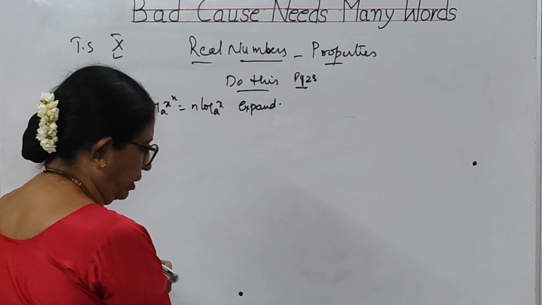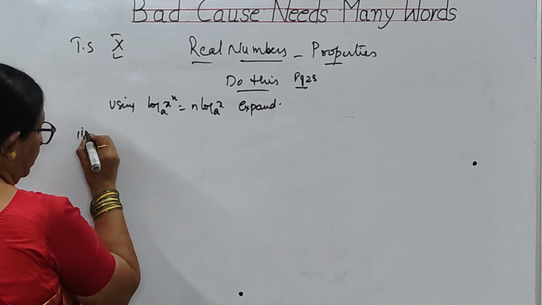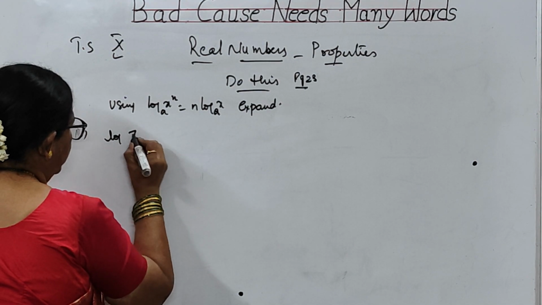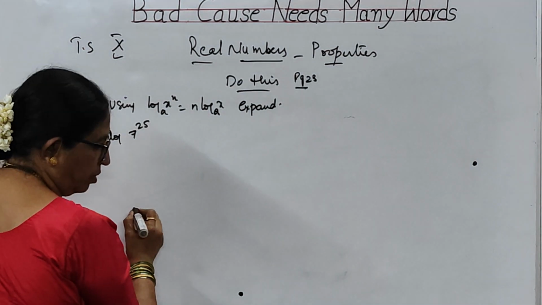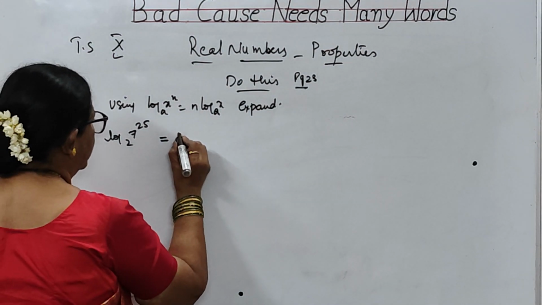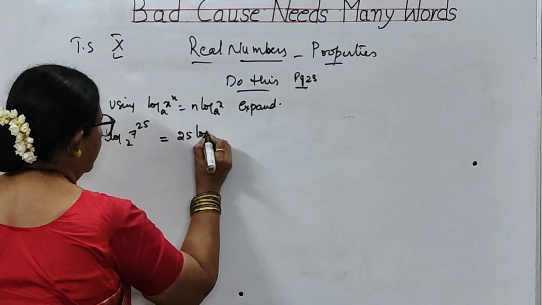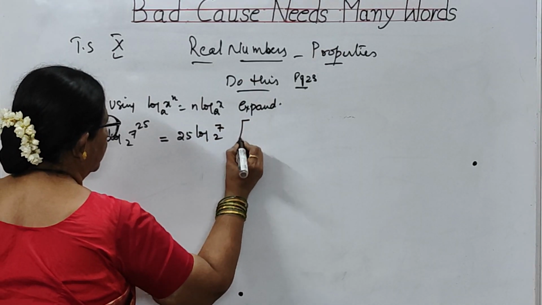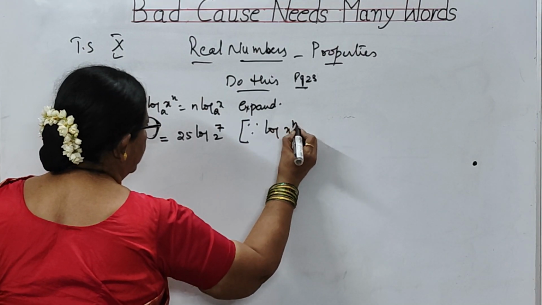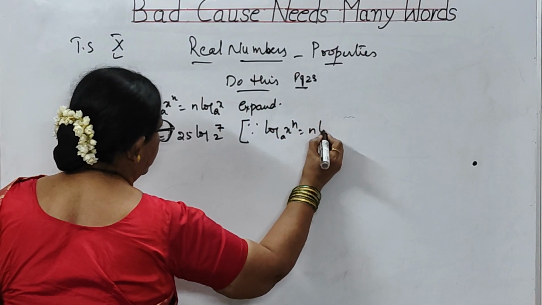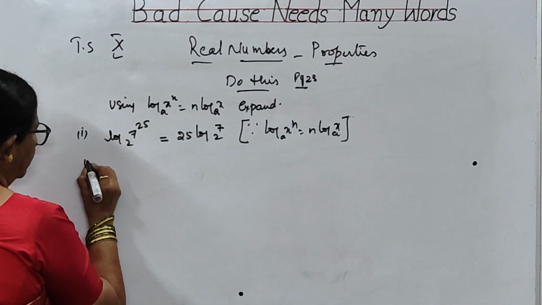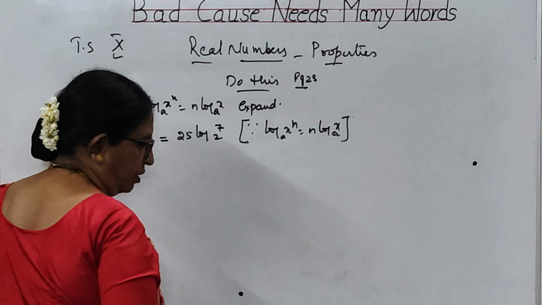Expand the following. So the first one is log 7 to the power of 25 to the base 2. How will you write this, children? 25 log 7 to the base 2. The reason: log x to the power of n to the base a is equal to n log x to the base a. That's all, children. Just you have to expand it.